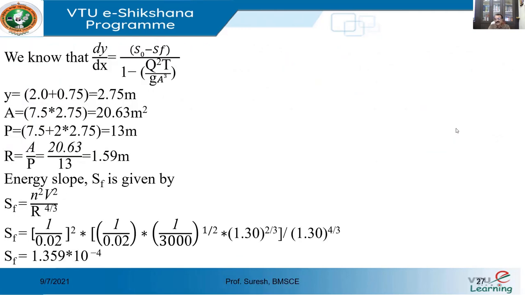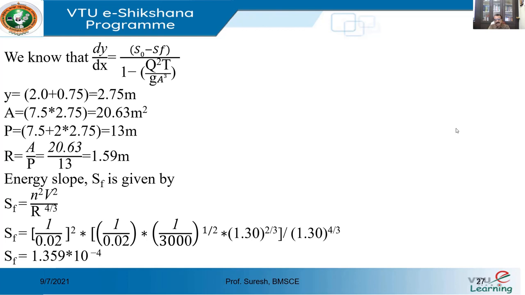Now, once you find the value of discharge, consider the GVF equation, the dynamic equation for gradually varied flow. We derived this equation: dy by dx is equal to S naught minus SF divided by 1 minus Q square T divided by g A cube. This is the equation which we derived at the beginning of this GVF. Now I am going to make use of this equation. In this case, S naught is the bed slope, 1 in 3000 given in the problem. So what is SF? SF is the energy slope. You don't know the value of SF.